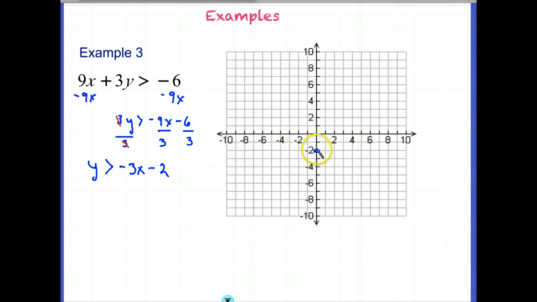I'm going to go ahead and go up 3, 1, 2, 3, but that means I then need to go to the left 1 in order to ensure that my line angles the right way. Now I'm going to go down 1, 2, 3, and then to the right 1.